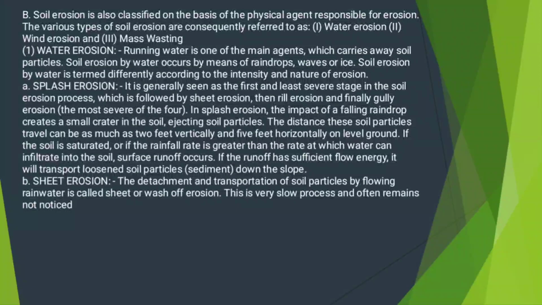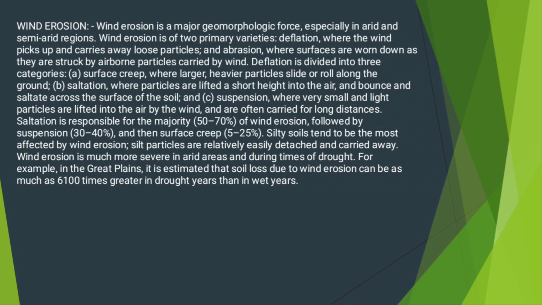Soil erosion is also classified on the basis of the physical agent responsible for it. And we have various types of erosion. We have water erosion, wind erosion, and mass wasting. Under water erosion, we have splash erosion, sheet erosion, and so on. Then wind erosion.